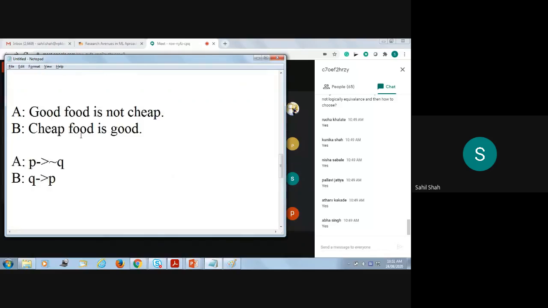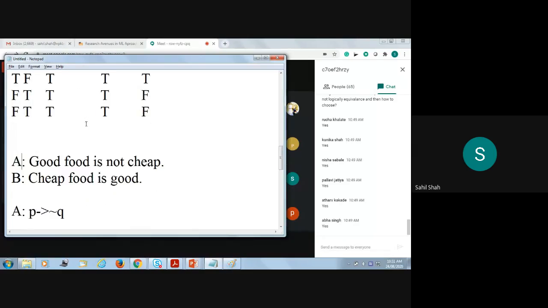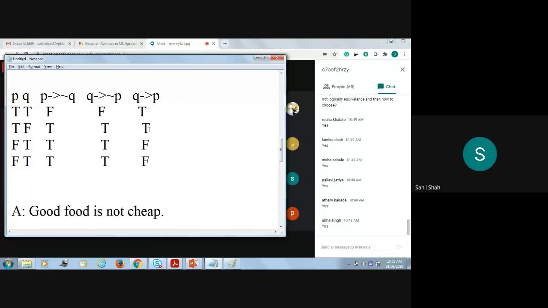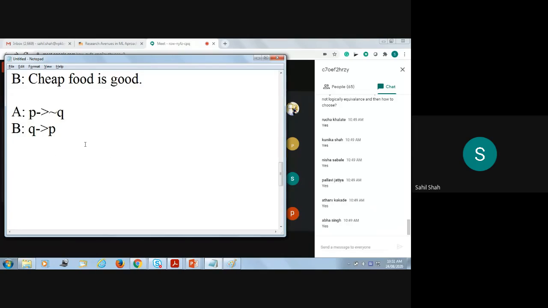Are you getting it? In this situation, if restaurant A is saying good food is not cheap, while B is saying cheap food is good, obviously I come to know using logical equivalence also that A is trying to be more truthful in comparison with B, and we will certainly not go to restaurant B. Is it fine? I have taken the same example with a little bit of modification, nothing else. Is it fine?